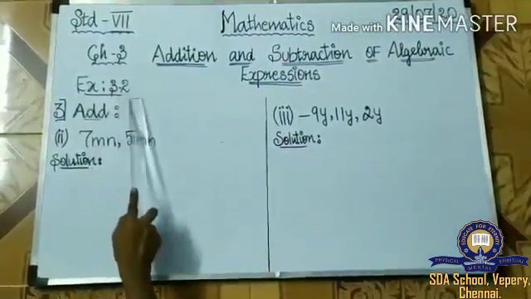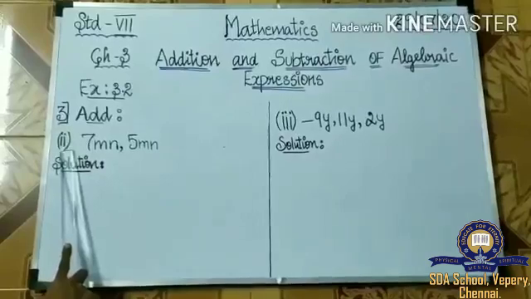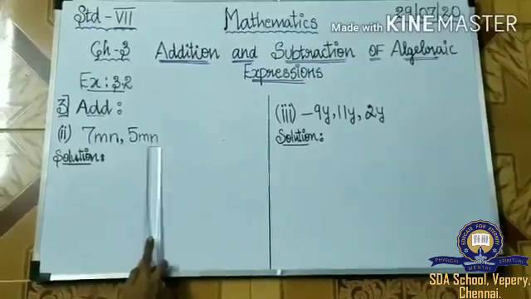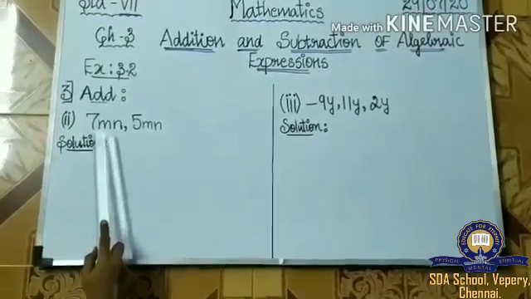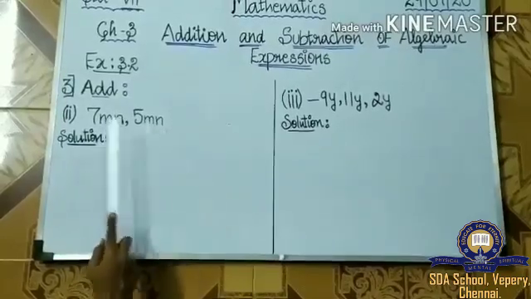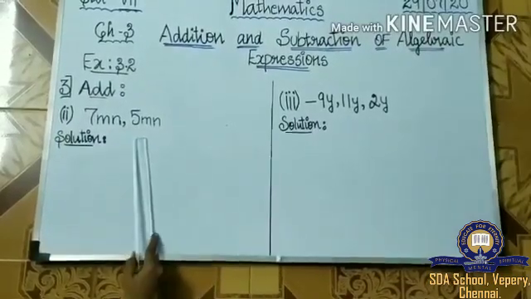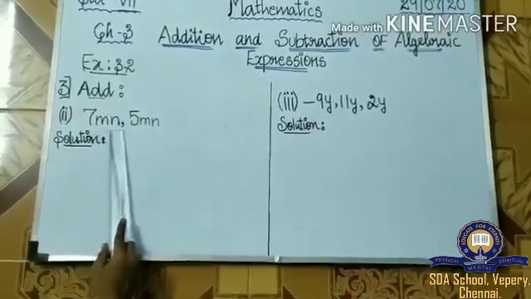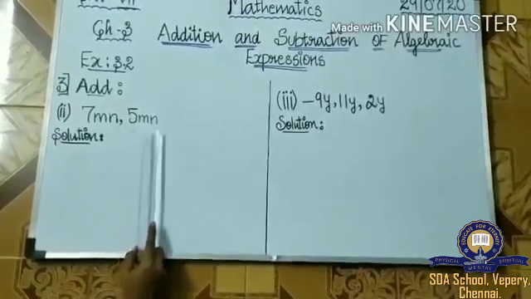Exercise 3.2. The third one is add. In that, we are going to solve the second subdivision: 7mn, 5mn. See, in this expression, let us recall variables and constants. What is the variable here? The variable is the alphabets, that is mn. Here mn is a variable. And what are the constants here? Here we have no constants in this question. How many terms are present here? We have two terms, 7mn one term, 5mn one term. So we have two terms.